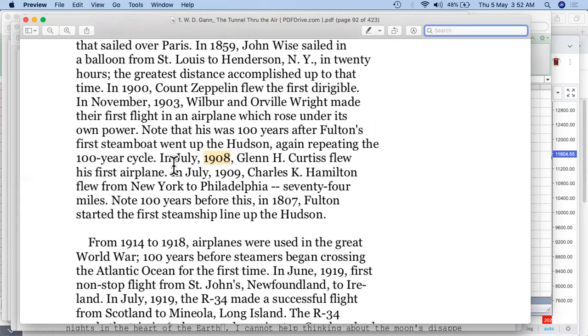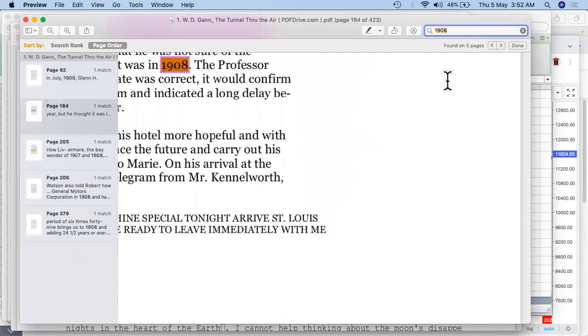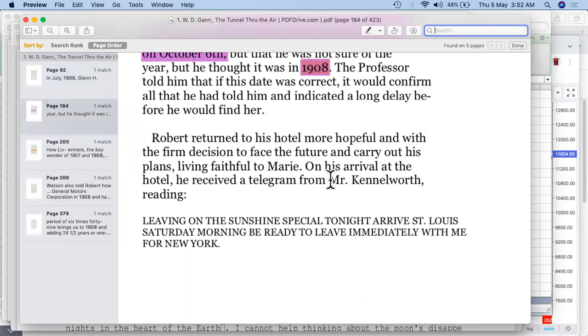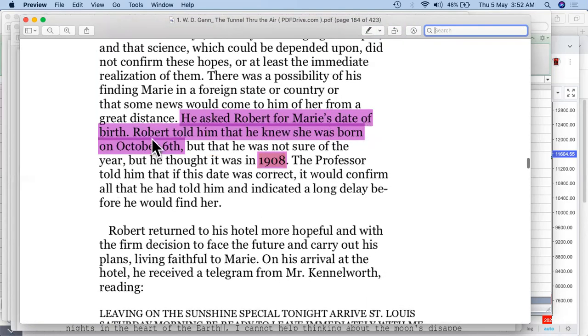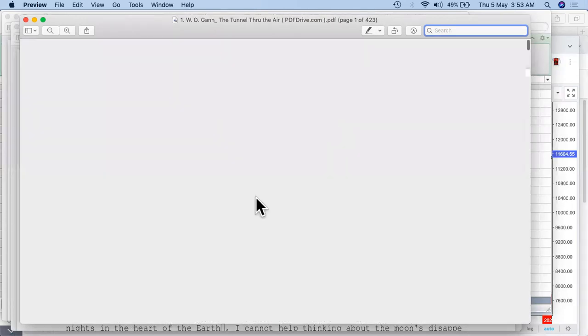Now let's talk about this part. What is given is, he asked Robert for Mary's date of birth. Robert told him that he knew she was born on October 6th, but that he was not sure of the year. But he thought it was 1908. Now, being his girlfriend, he should be at least knowing her date of birth. But probably this is something that we have to interpret from our side and try to understand what exactly it is, right?